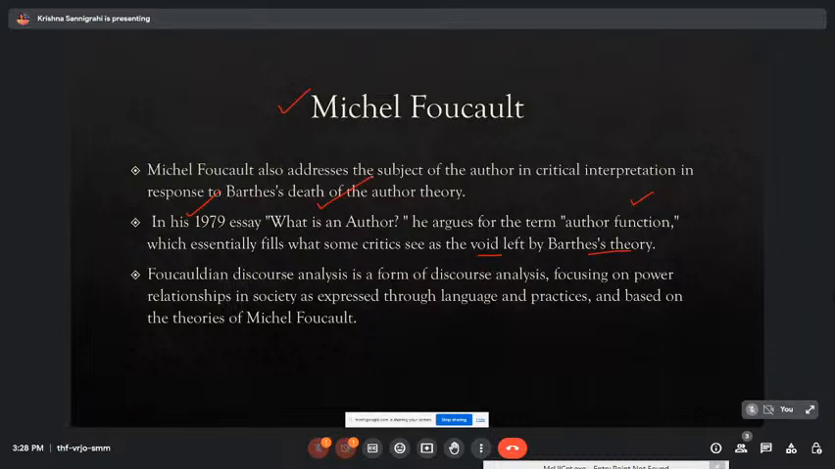So the void or the gap which was left is bridged by the idea which Foucault brings in. Foucault's discourse analysis is a form of discourse analysis which focuses on power relationships in society as expressed through language and practices, based on the theories of Foucault. When we are talking about Foucault, the concept of discourse is very important. So I would ask all of you to understand the concept of discourse, read it, what is the idea.